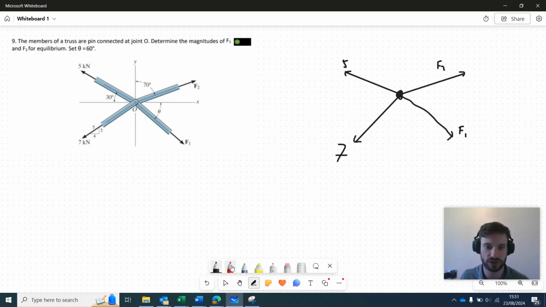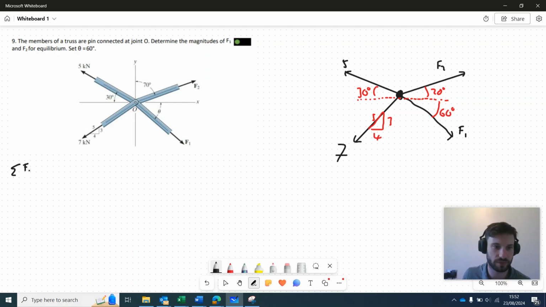Let's add some of the geometry to this then. Let's add the horizontal in here. We've got this 30-degree angle with the horizontal here. We've got this 20-degree angle there. I know it says 70 with the vertical, but I'm just going to be consistent and describe it as a 20-degree angle. A 60-degree angle here, theta is given as 60, and we've got a 3, 4, 5 triangle here. 3, 4, 5.